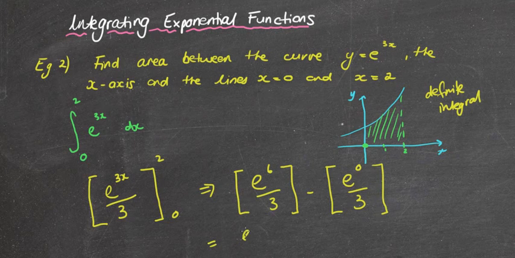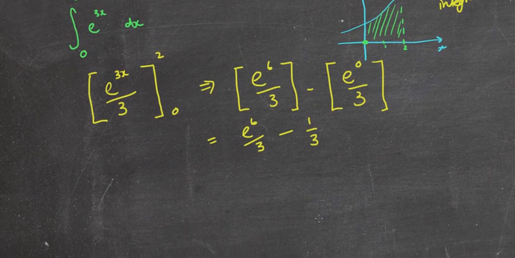So we've got e to the power of 6 over 3 minus, well, e to the power of 0. Anything to the power of 0 is just 1. So we get that amount there. So we could leave it that way if we wished. Okay, you could even factorize 1/3 out and then put e to the power of 6 minus 1. Okay, you could do that as well. All right, that works out nicely.